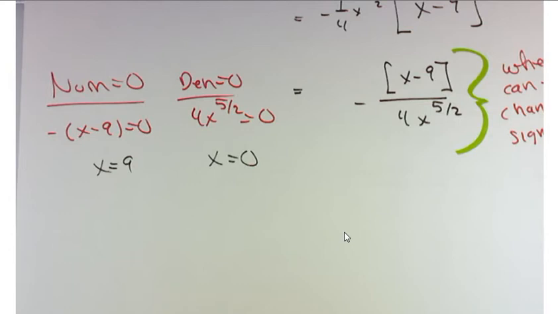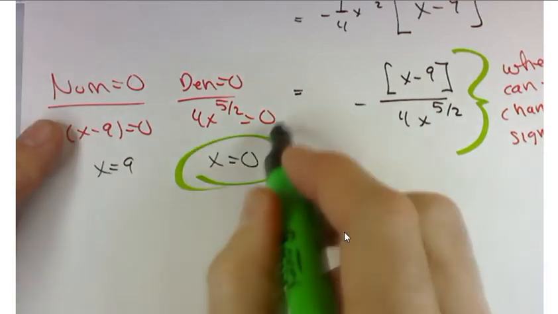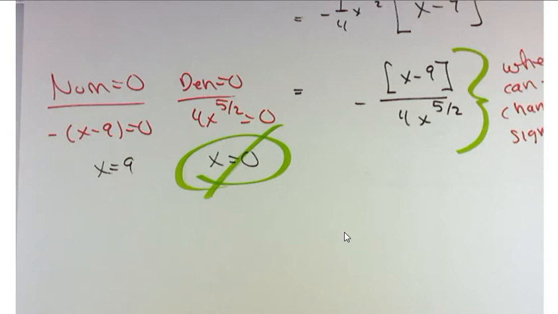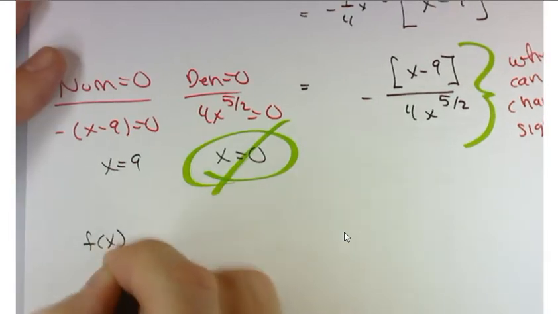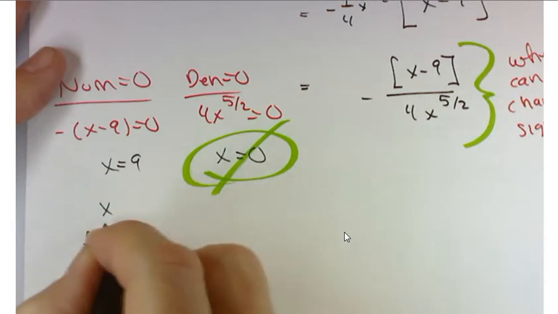What can you tell me about one of these solutions? Zero is not even in the domain, so the function's not going to change its concavity there. It's not going to change signs because it's not even part of the domain. So the only place where the function can change the sign in the second derivative is x equals 9.